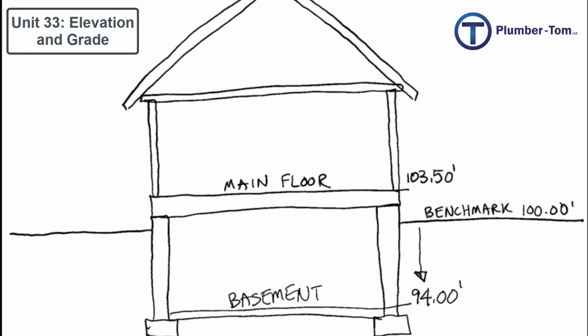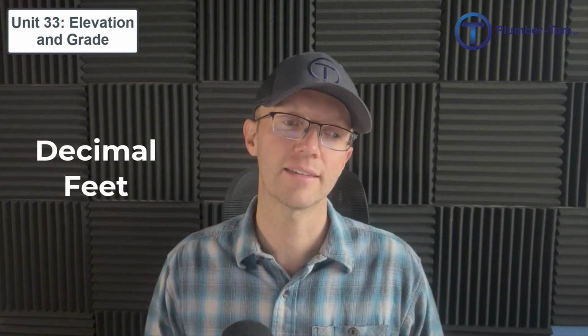103.50 feet. That gives us nothing on inches, nothing on fractions of an inch, but it's the way that they measure on a plan. Now they'll measure down to the 100th, so all the way to 0.01, and that's the smallest elevation difference that they're going to indicate on a plan. But again, all of that is in decimal feet.